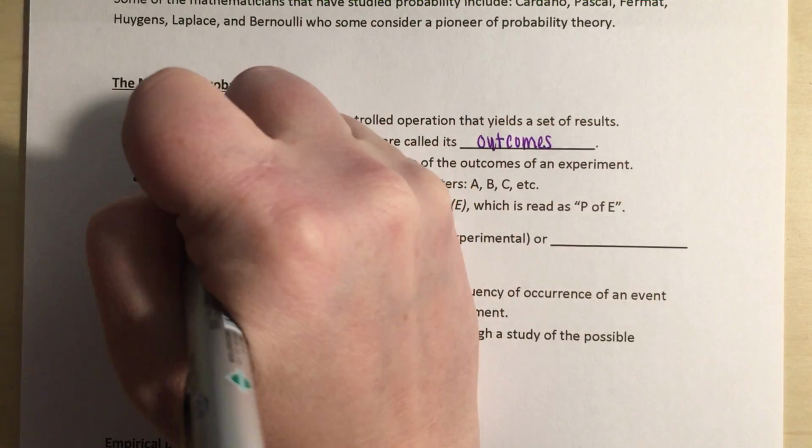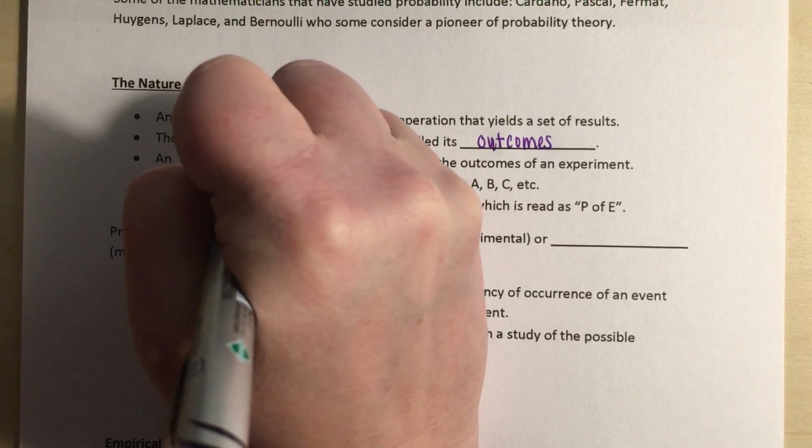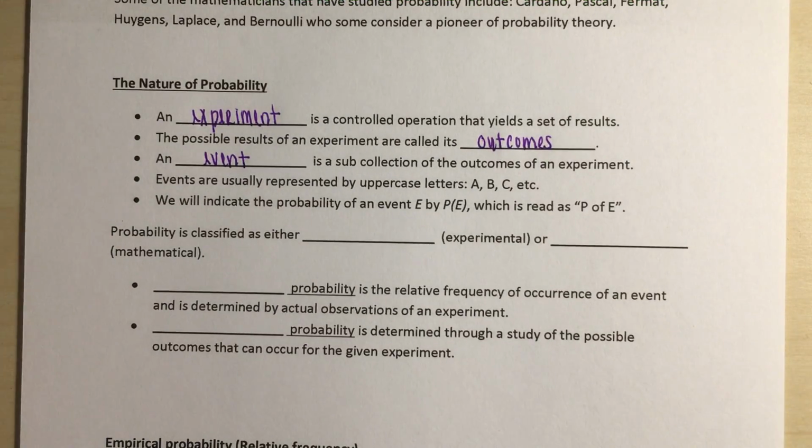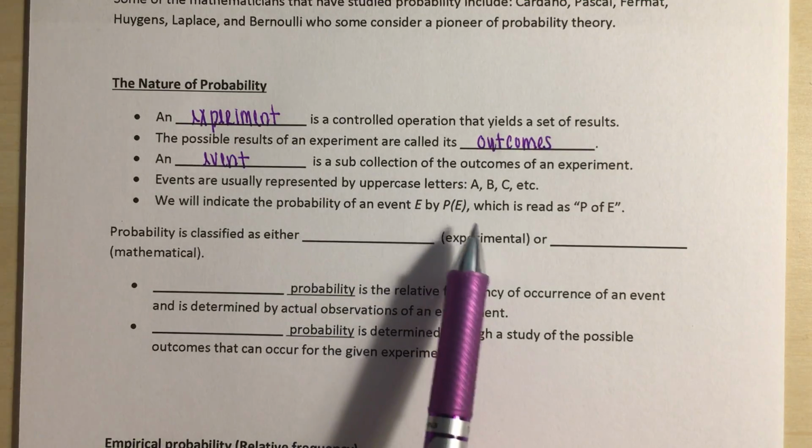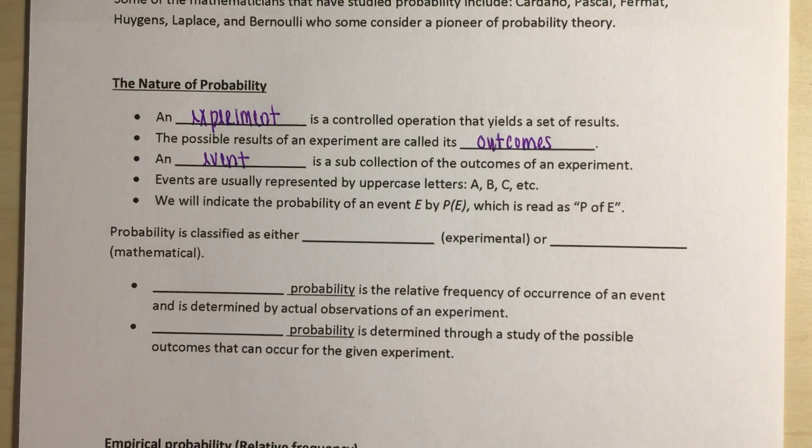An event is a sub-collection of the outcomes in our experiment. Events are usually represented by uppercase letters, and then as far as indicating our probability, we're going to use P parentheses E, which means the probability of event E. We read it as P of E.